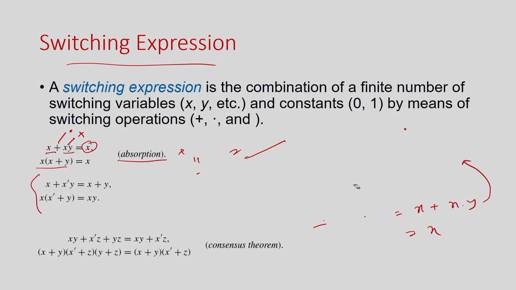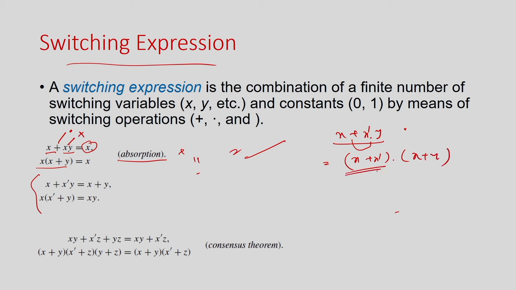So, let us start with x plus x bar y. What I can do is apply the distributive property again, this OR distributes over AND. So I can write x plus x bar dot x plus y, and I have already shown earlier that x plus x bar is basically 1. So this is 1 dot x plus y, so it is x plus y.